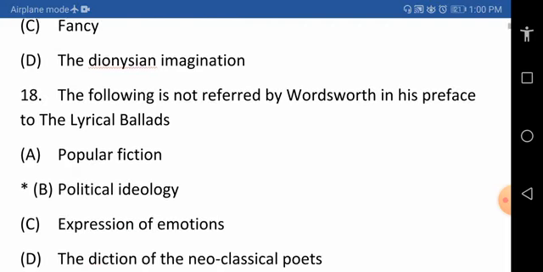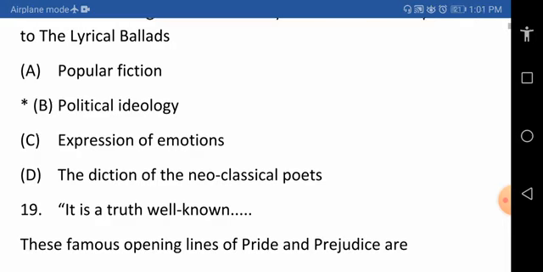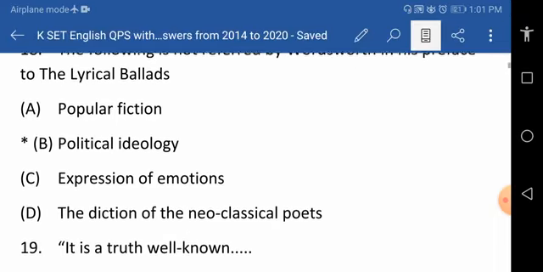The 18th question is, which of the following is not referred to by Wordsworth in his preface to the Lyrical Ballads? The answer is political ideology was not referred to by Wordsworth in his preface to the Lyrical Ballads. Rather, he referred to population fiction, expression of emotions, and the diction of neoclassical poets. These are what he prefers there.